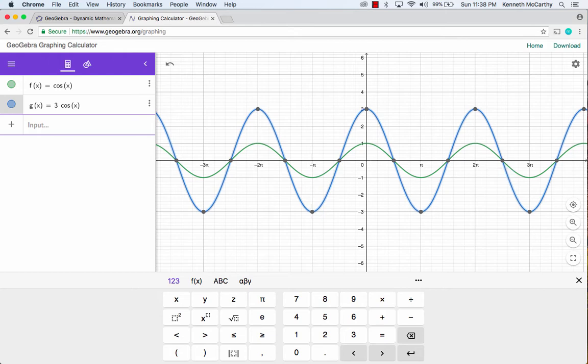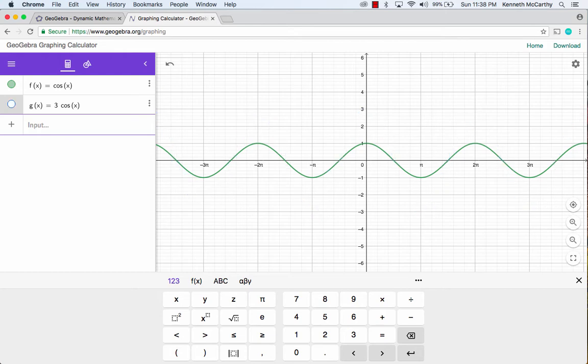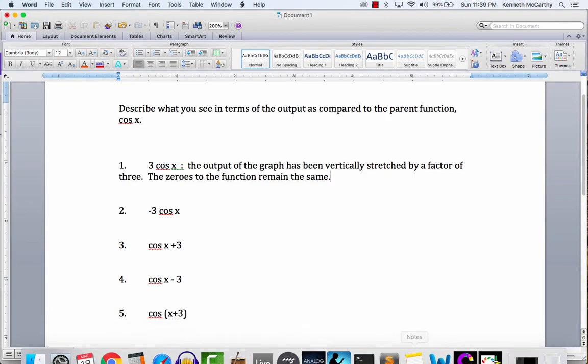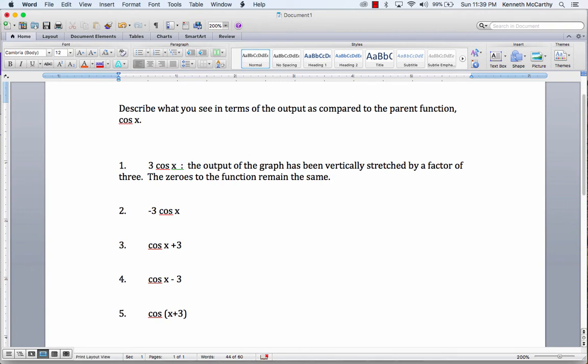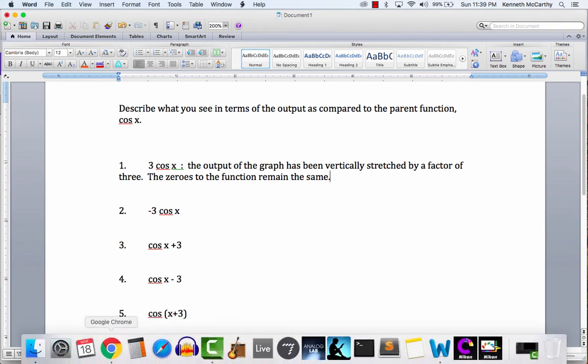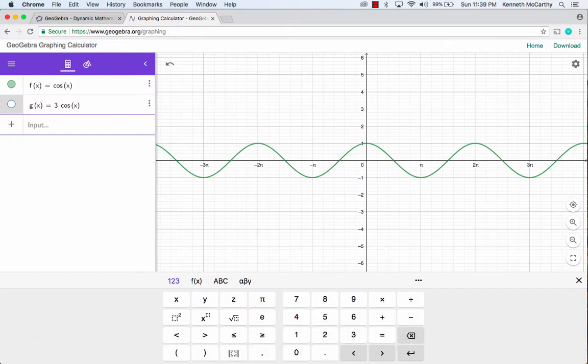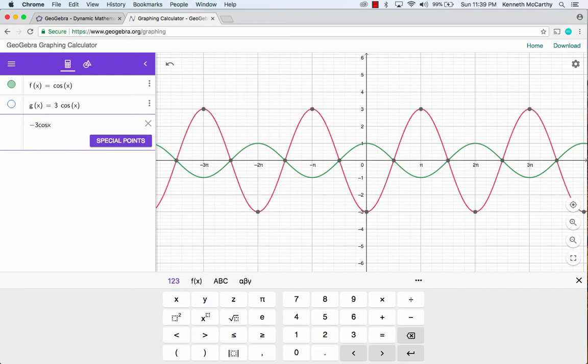It's the same. Alright, so let's turn off our 3 cosine x and leave the parent function on by leaving that dot there. And now let's go to the next one. The next one is what? -3 cosine x. What do we expect to happen there? We did this a little bit last week. So -3 cosine x.